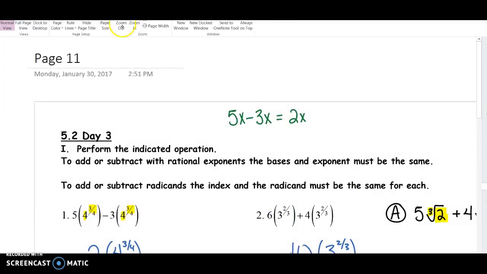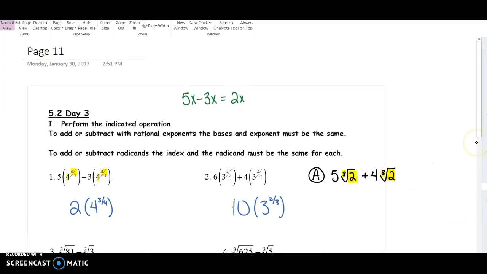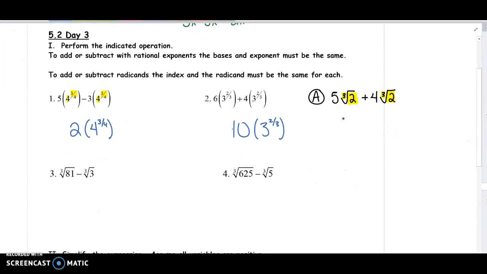If you think about it in terms of x, basically this is 5x plus 4x, which is 9x. The x just happens to be the third root of 2. So our answer here is 9 times the third root of 2. Now let's go to example 3. That's what we're trying to do, is add our like radicals.